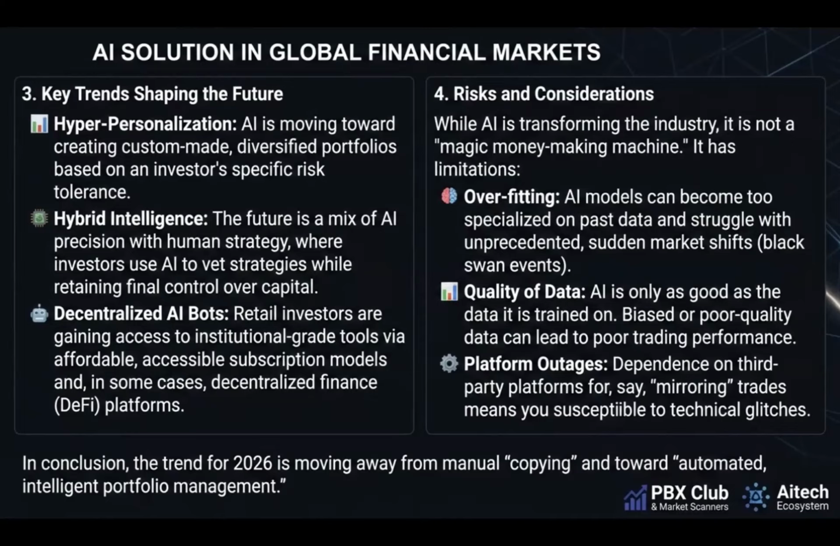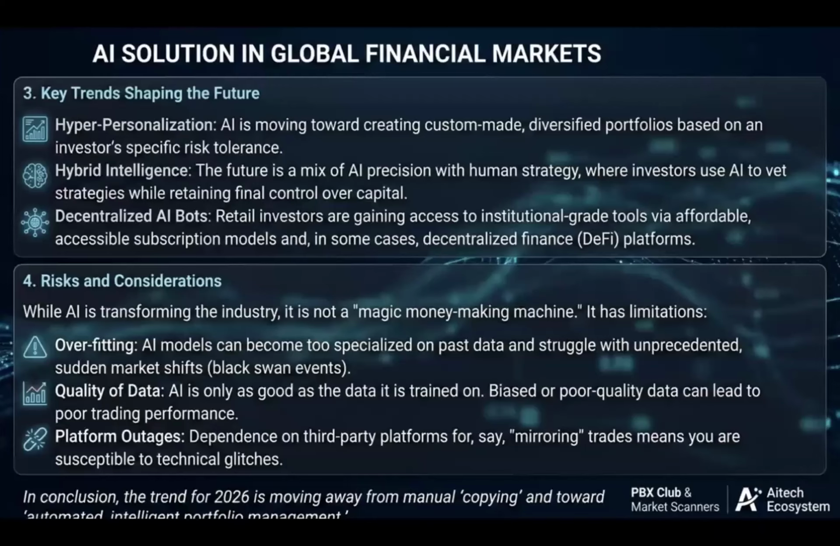So you can now see human sentiment, okay, things are no longer the same way, then we're able to shift and not be just robotic all the way. So AI vets strategies while we retain final control over capital. Then the decentralized AI board return: investors are gaining access to institutional-grade tools via an affordable, accessible subscription model. And in this discussion we want to have with you today, you are going to be accessing all of these things free. So don't let your mind catch fire, because we're going to be showing it to you.